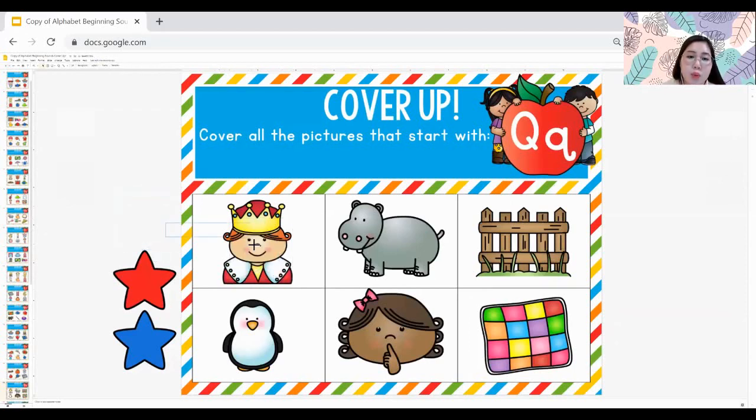We also have, oh no, what happened to my star? My star doesn't want to stay there, okay? Let's just put that star there. That's Q is for queen.